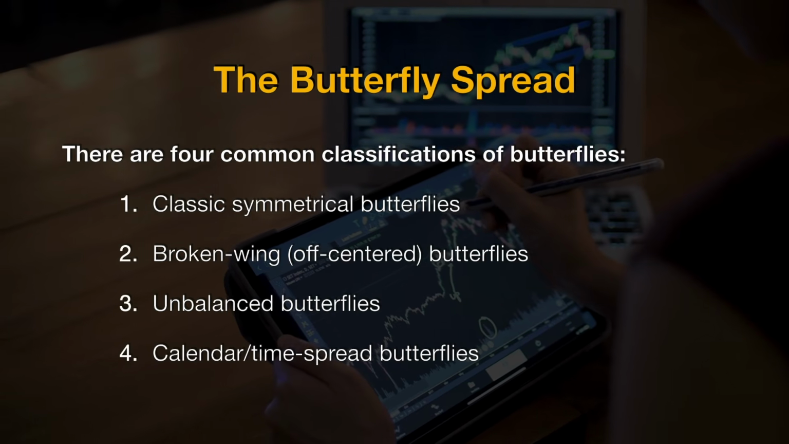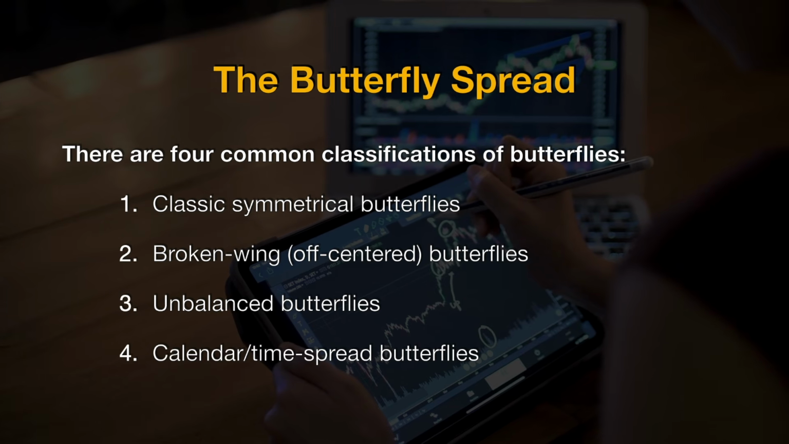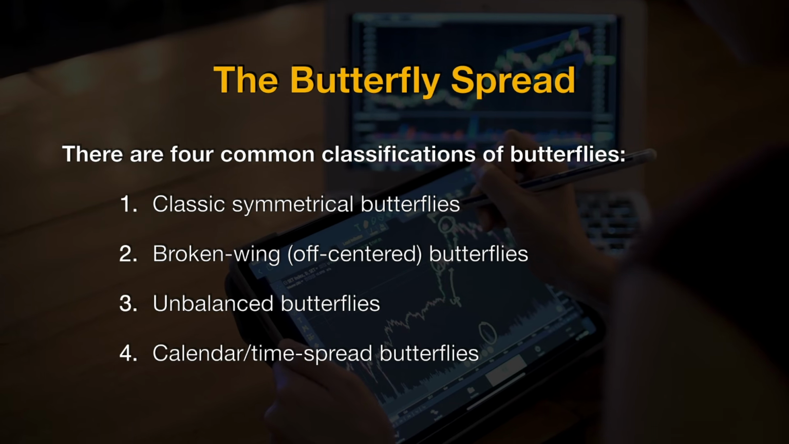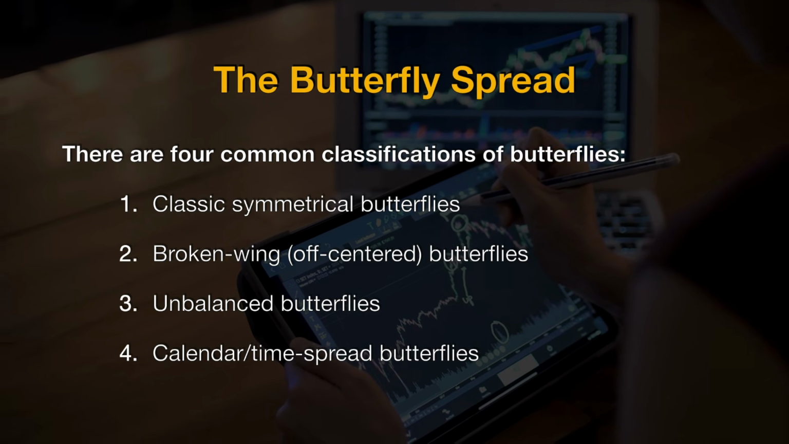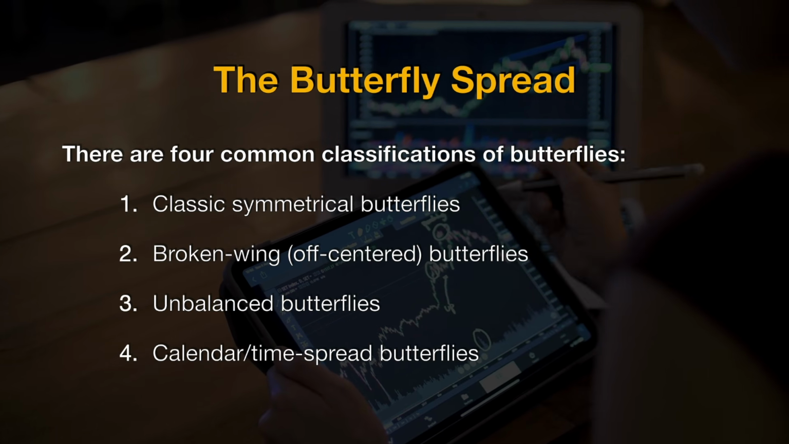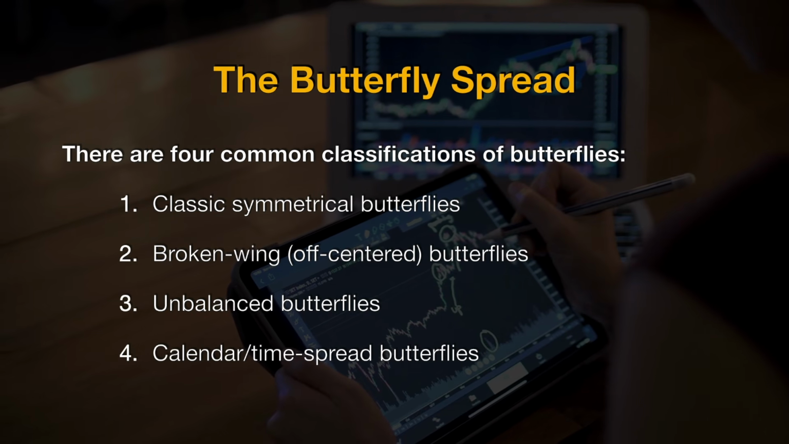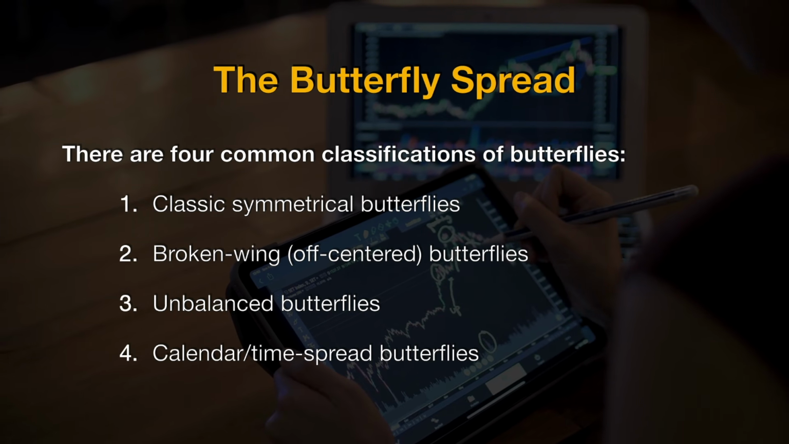So there are 4 common classifications of butterflies. We have the classic symmetrical butterflies, which we just looked at in the OptionStrat software. We have broken wing, or what's called off-centered butterflies. We have unbalanced butterflies and calendar or time spread butterflies. And the differences lie in the number of contracts, strikes, and expirations for which these structures are built.